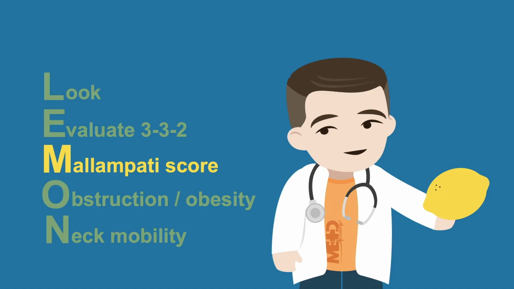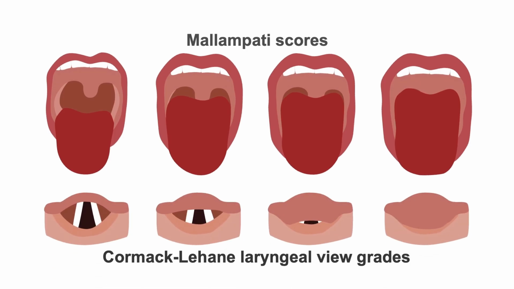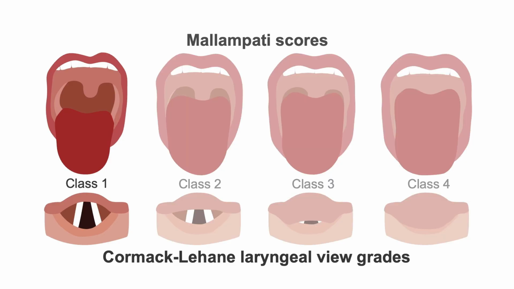Next, the Mallampati score should be assessed by looking in the patient's mouth. These views roughly correlate with the Cormack-Lehane laryngeal view grades as shown, and progress from the easiest to the most difficult to intubate. In a Class 1 view, all structures, including the hard and soft palate, uvula, and tonsils are visible, like having a clear view of your parking space.